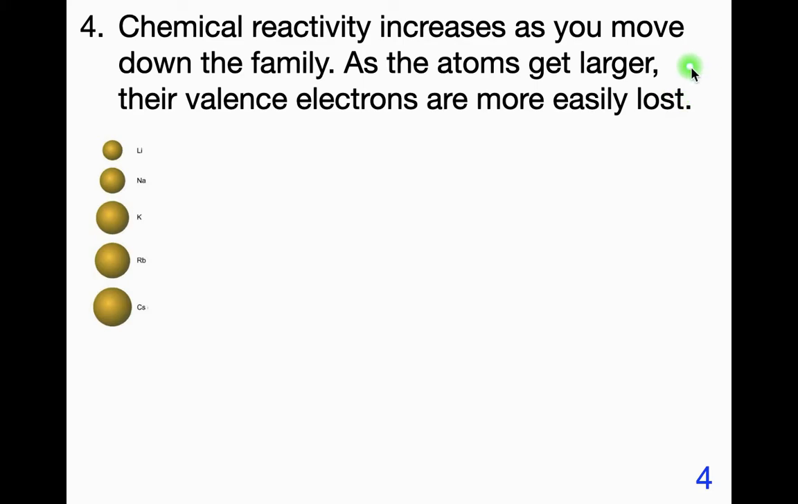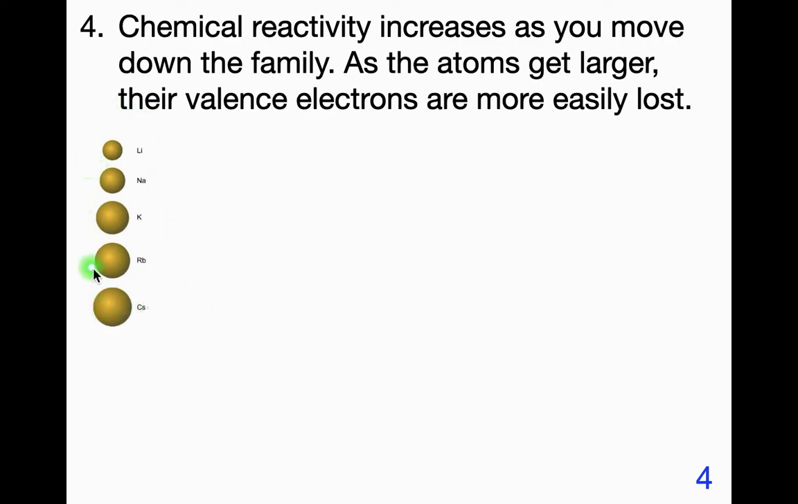As the atoms get larger, their valence electrons are more easily lost. The alkali metals, when they react, do so by losing their one valence electron. The larger the atom is, the more easily it is able to lose that electron. Remember, ionization energy decreases as we go down a family because it's easier to remove an electron.